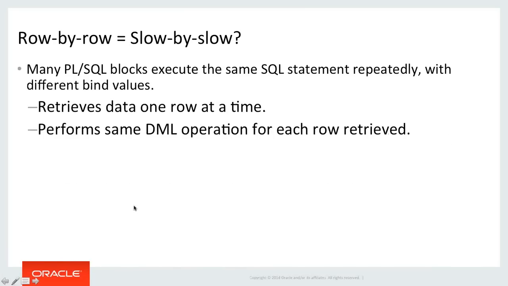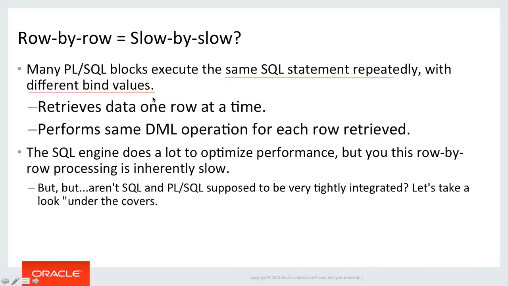So we've got a scenario here where my PL/SQL loop, the body of the loop, is executing the same SQL statement over and over again. The only difference being different bind variable values. And Oracle does an awful lot to optimize the performance of this kind of code, and certainly the SQL engine does a tremendous amount to optimize the execution of any individual SQL statement. But when we get to this row-by-row processing, we have an inherently slow situation.